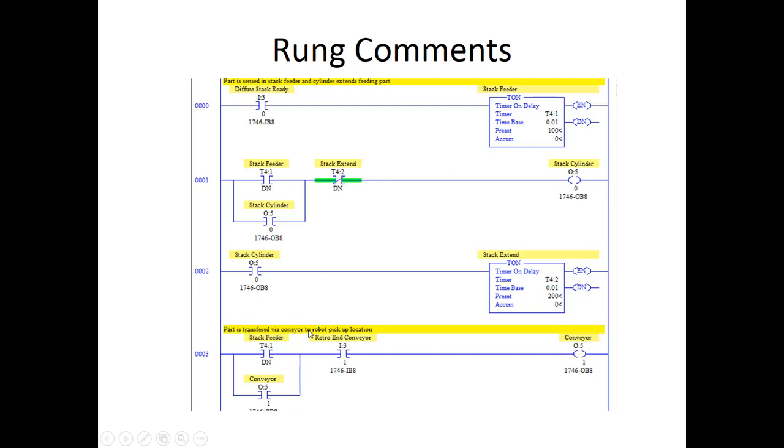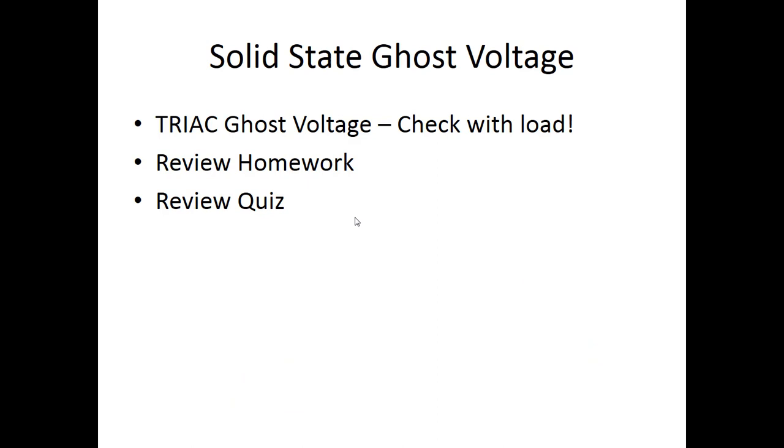Same here, part is transferred via conveyor to robot pick up location. Maybe there's 3, 4, 5 rungs that accomplish that. That way I've just kind of organized sections of the program. Rung comments and also device comments are really important to have everything documented here. And then when you cross-reference to try and problem solve, you get a lot of information, and it helps with your troubleshooting.